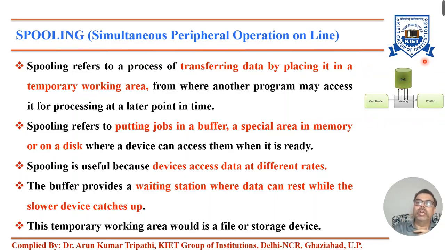We were using the spooling concept in the older days. Spooling refers to putting the job in a buffer, a special area in memory or on disk where the device can access it when it is ready. Spooling is useful because devices have different data rates. The card reader has a different data transfer speed, the processor has a different processing speed, and the printer has a different processing speed. The buffer provides a waiting station where the data can rest while the slower devices catch up.